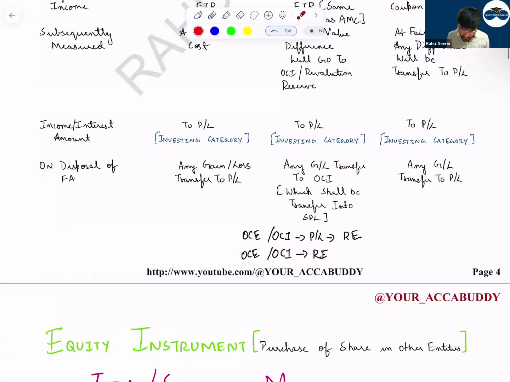An MCQ question could come. So what does reclassification mean? From OCI it will go to P&L and then to retained earnings. But if it is not reclassified, it goes from OCI directly to retained earnings.